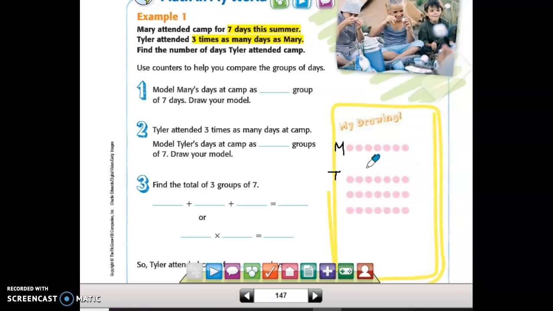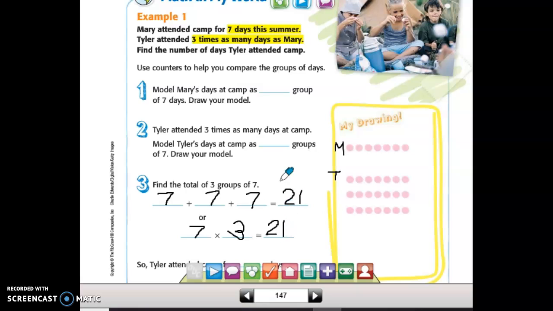Now you can count all these counters, but hopefully you'll move to a point where you don't have to. And you'll see that 7 plus 7 plus 7, 7, 14, 21. The other way to write that is 7 3 times, because we have 7 3 times. 7 times 3 is 21.